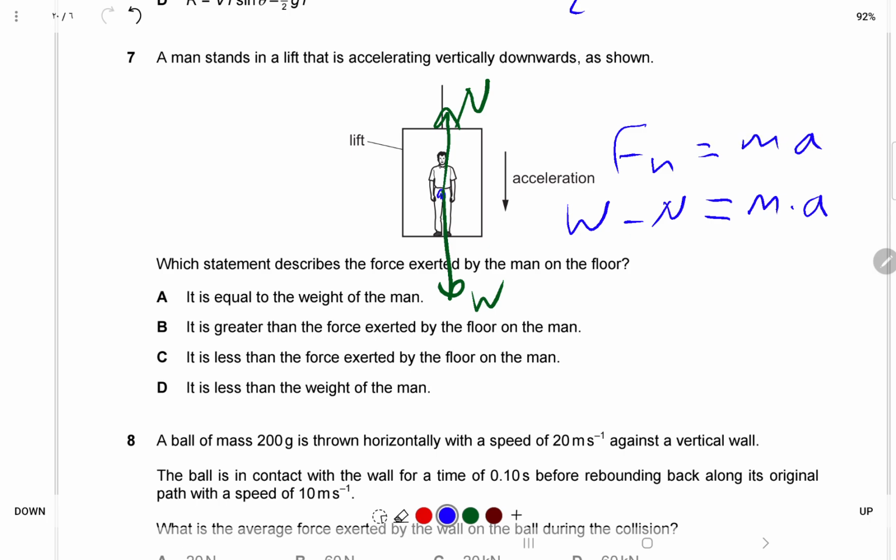Now, which statement describes the force exerted by the man on the floor? By the man on the floor, or by the floor on the man, in both cases, to every action there's an equal but opposite reaction. We're talking about N. So try to focus on N.